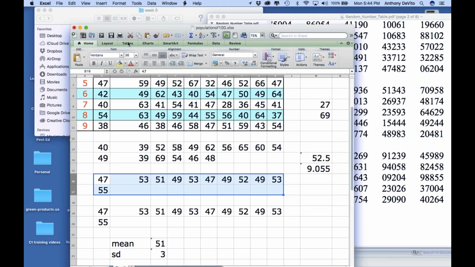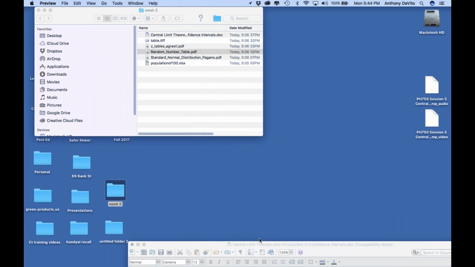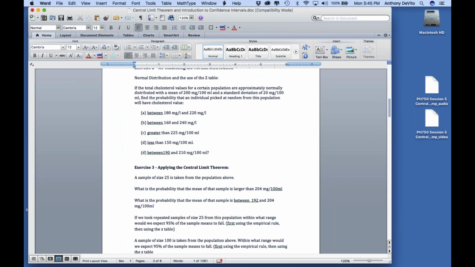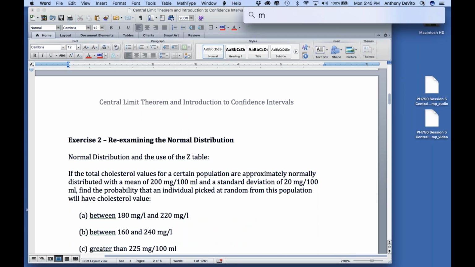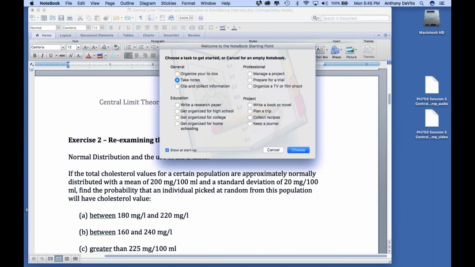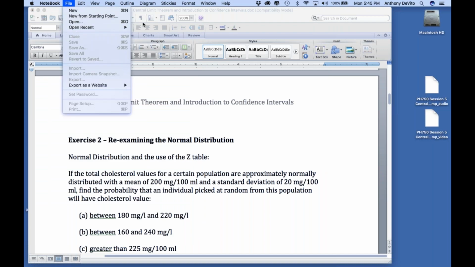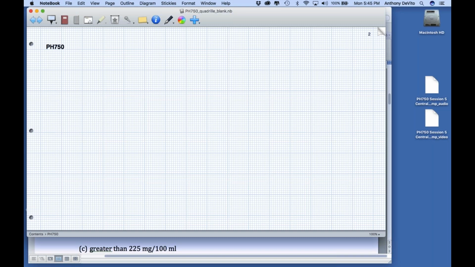So I'm gonna go back to our little document, a Word document. I'm gonna get this out of the way. So to turn this into something that we can actually use, I'm going to go back to our understanding of the normal distribution. Let me blow this up a bit. Okay, and I'm going to bring up a notebook page. Okay, hopefully this will be blank.